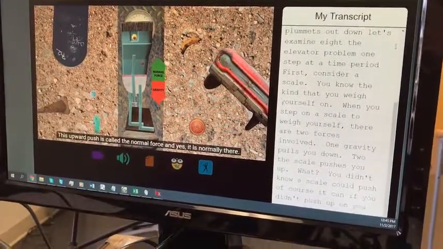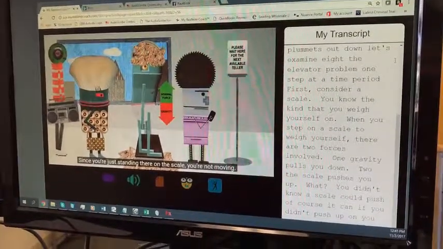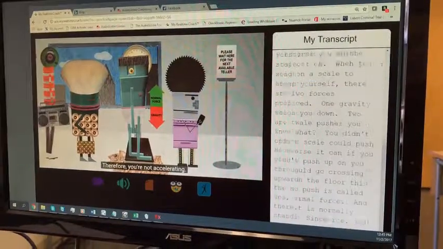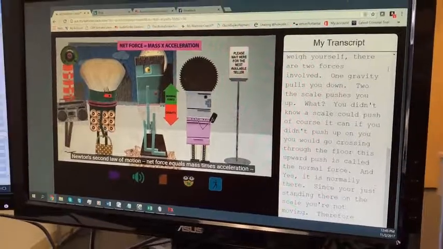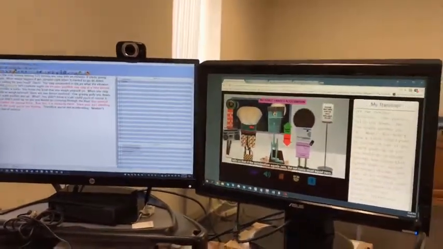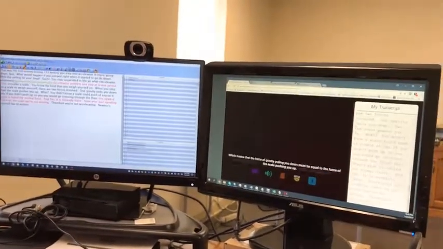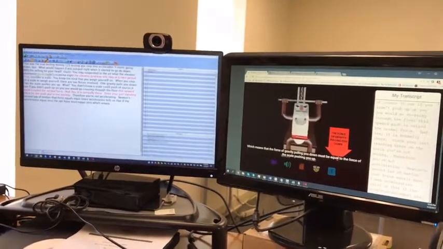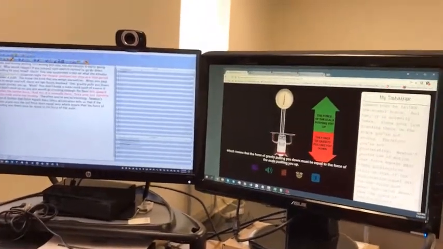This upward push is called the normal force. And yes, it is normally there. Since you're just standing there on the scale, you're not moving. Therefore, you're not accelerating. Newton's second law of motion, that force equals mass times acceleration, tells us that if the acceleration equals 0, the net force must equal 0, which means that the force of gravity pulling you down must be equal to the force of the scale pushing you up.